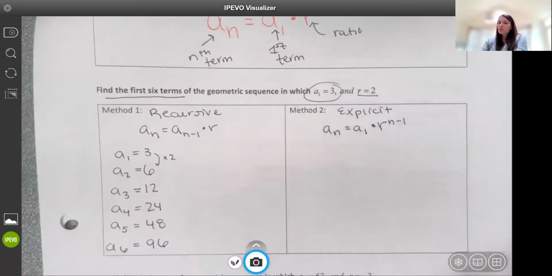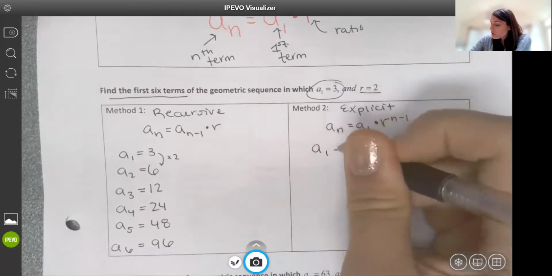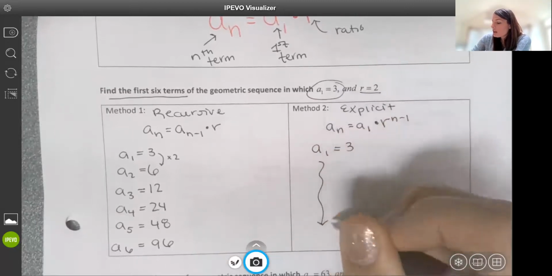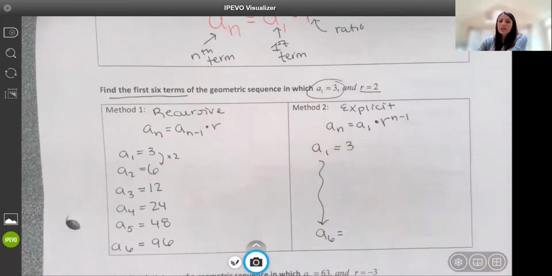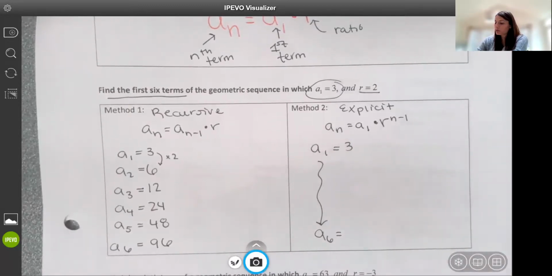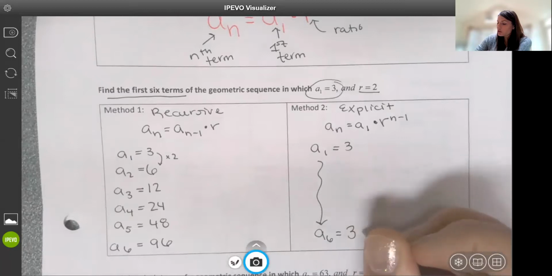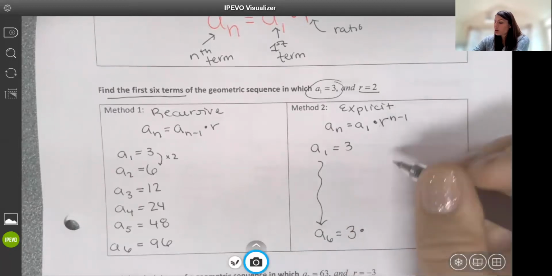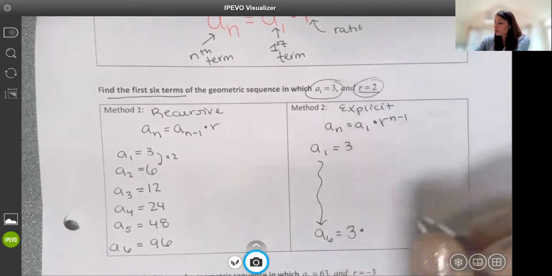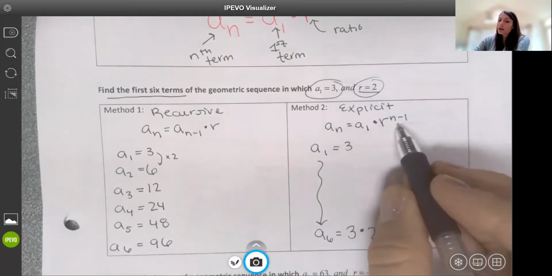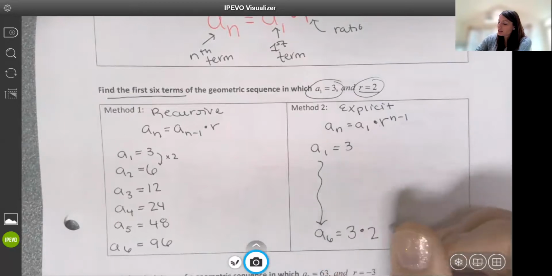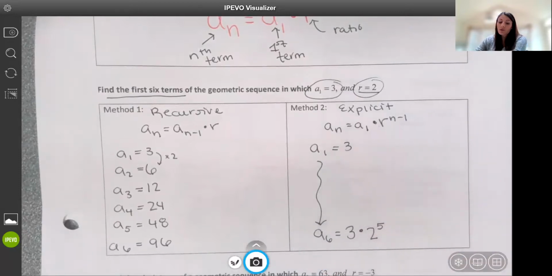For my explicit formula, I don't need the term before. So that means I could have gone from my first term of 3, and if it asked me just to find the 6th term, it's a lot easier to use the explicit formula, where I know the 6th term is 3 times my ratio, which we're told is 2, to the n minus 1 power. 6 minus 1 would be 2 to the 5th power.